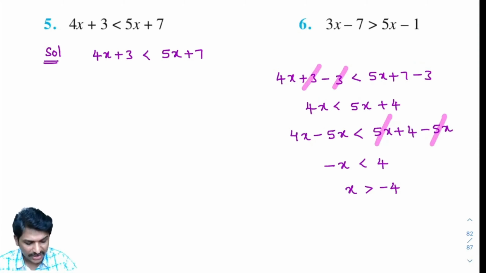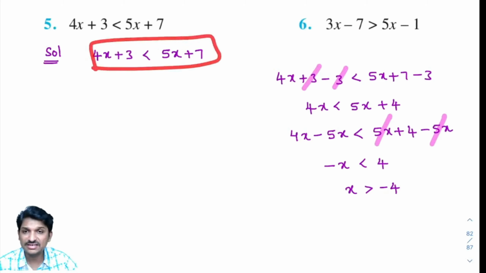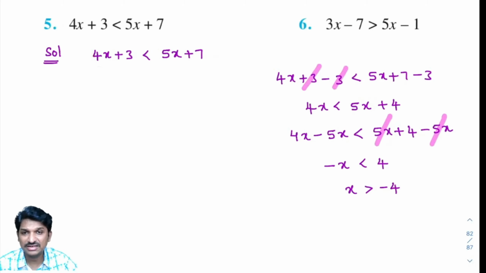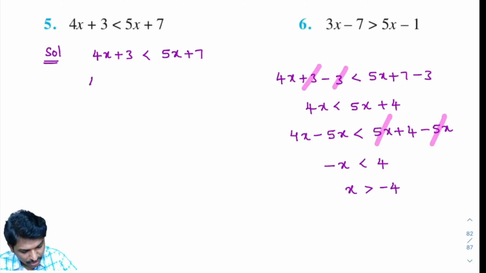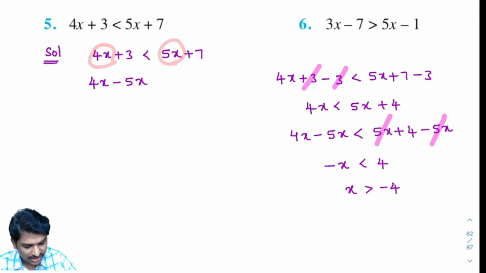Very simple. You write all x terms on one side, and all remaining terms on the other side. Here, plus 5x is there now. You take plus 5x to the left hand side. Then what will you get? You will get minus 5x, right? 4x minus 5x. I am writing all x terms on one side, 4x minus 5x. Here, the less than symbol is there; you keep it as it is. 3 is there now. Take it to the right hand side. What will you get? 7 minus 3.